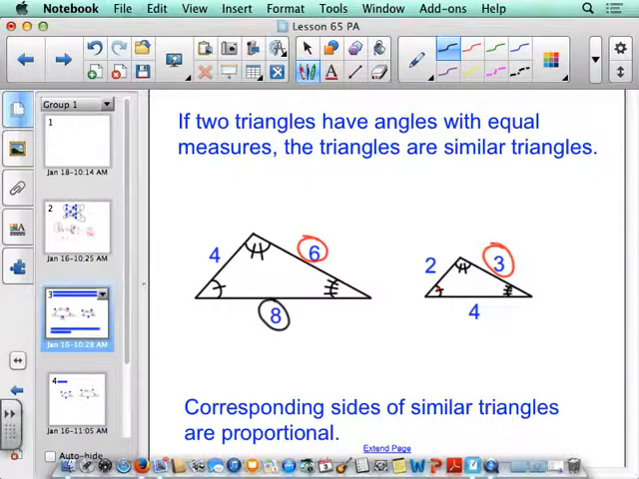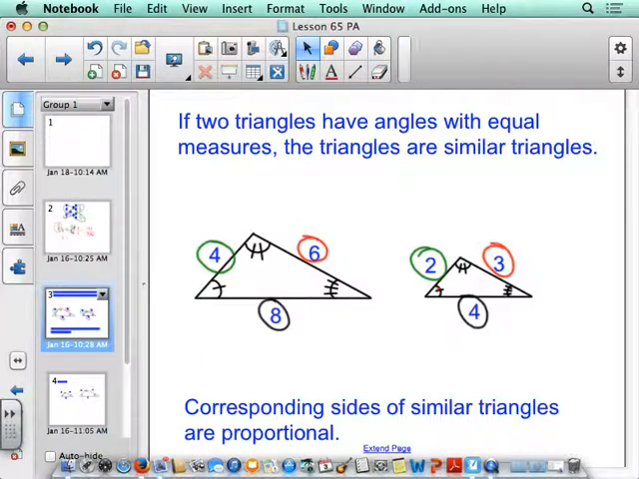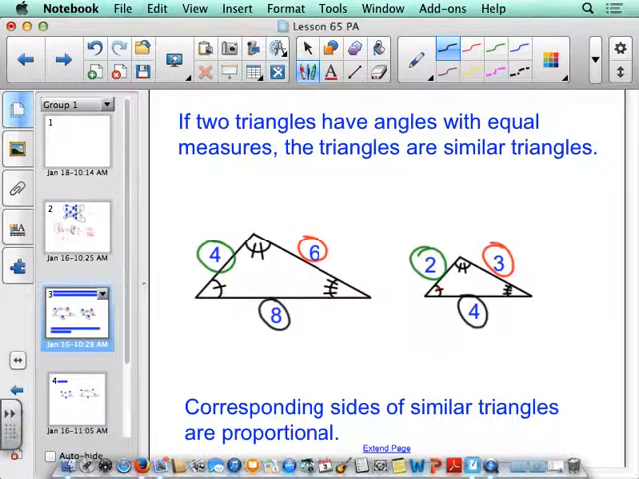8 corresponds with 4, and then 4 corresponds with 2. They line up. Those corresponding parts are proportional. So I could take my 4/8 as a fraction, and that should equal 2/4, because the 4 corresponds with the 2, so I'm matching those up. The 8 corresponds with the 4, because they match up.